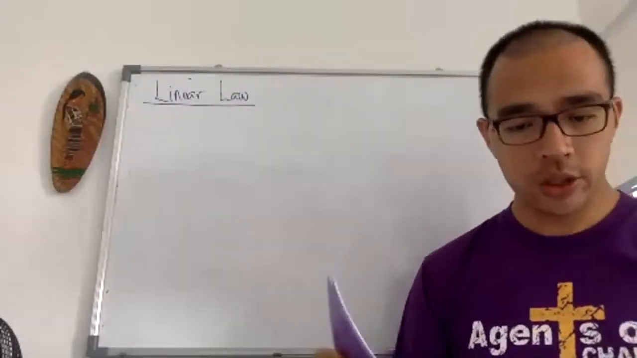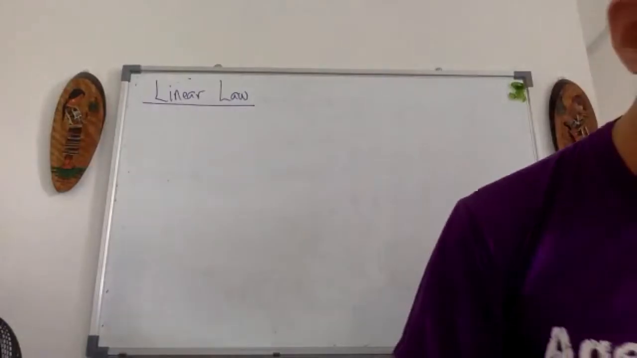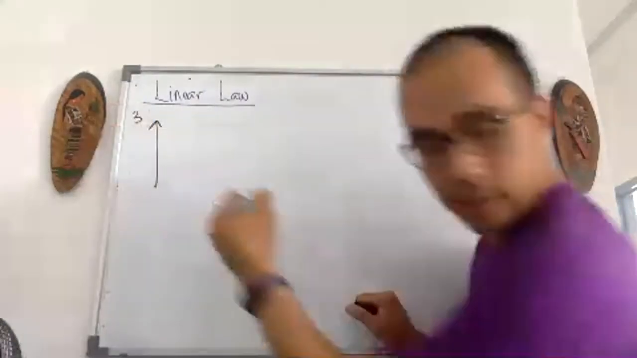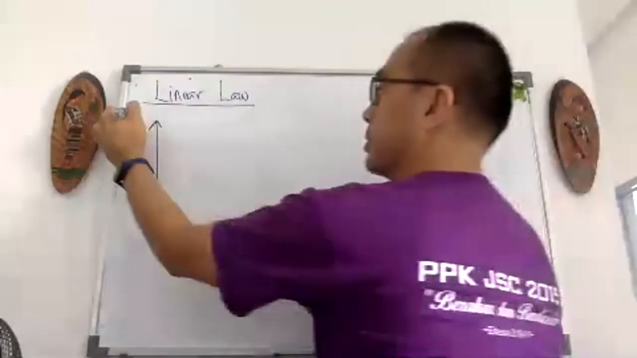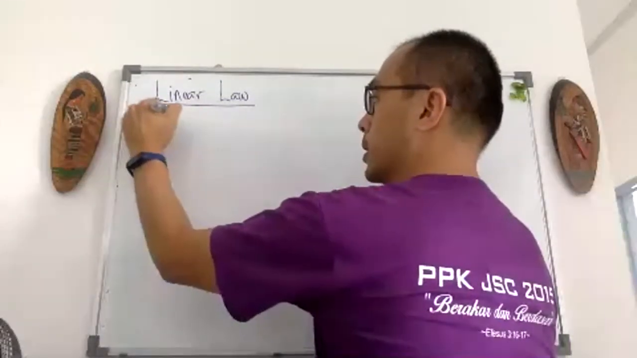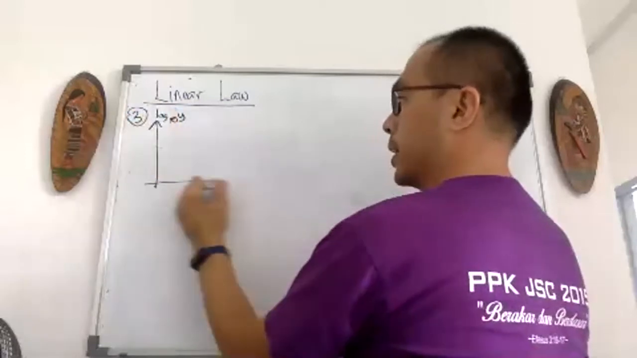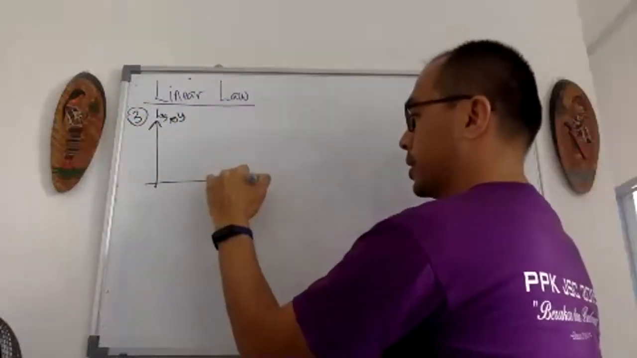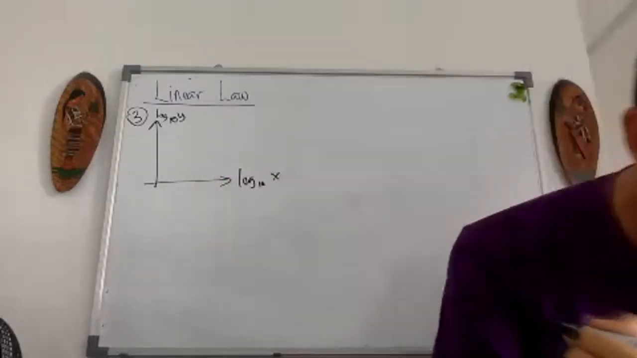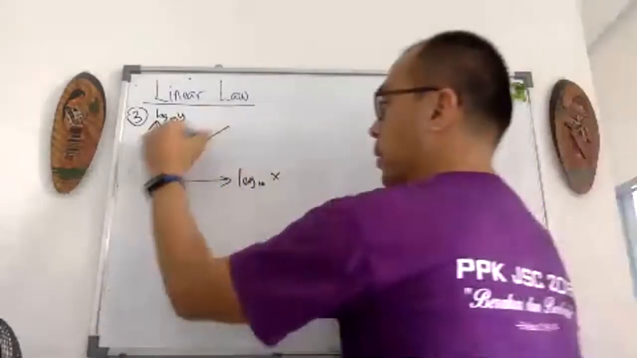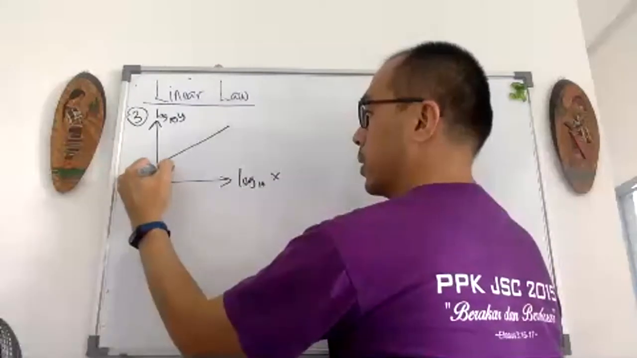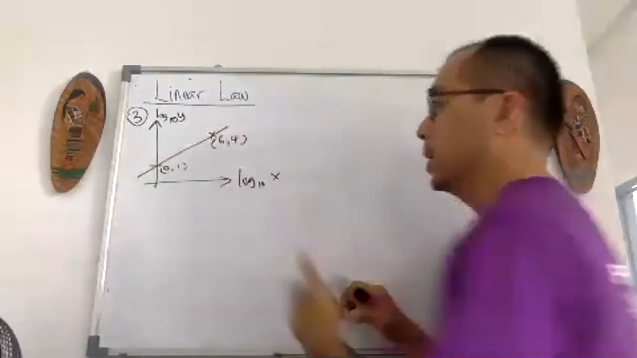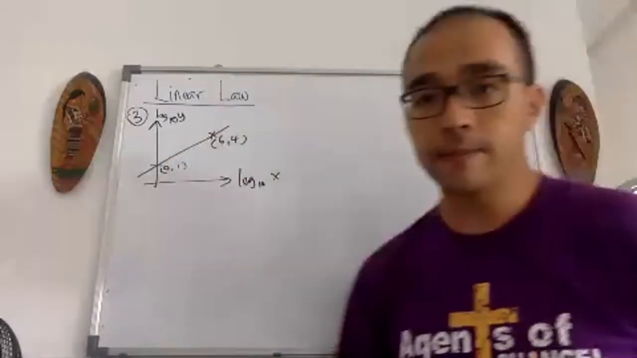So diagram 3 shows a straight line graph. Once again, let's take a look at the straight line graph, question number 3. So this is log 10y against log 10x. How interesting. And then you're given 0, 1, and 6, 4. This is 0 and 1, then you're given another point 6 and 4.